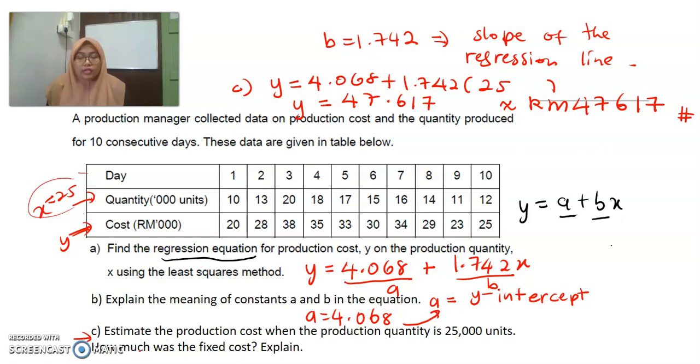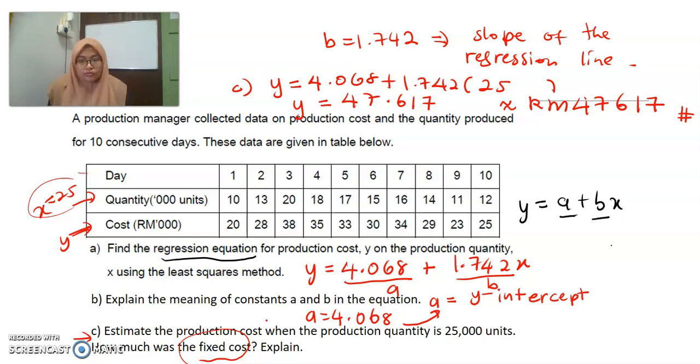Okay, next, how much was the fixed cost? So fixed cost is kos tetap ataupun kos yang tidak berubah. So kos yang tidak berubah bermaksud kos yang mana kos yang tetap ada walaupun tiada production quantity. So it is the value of y when x equals 0. So that is the value of y-intercept.